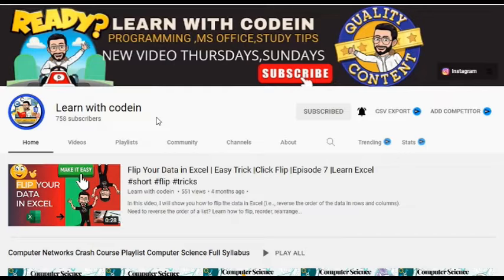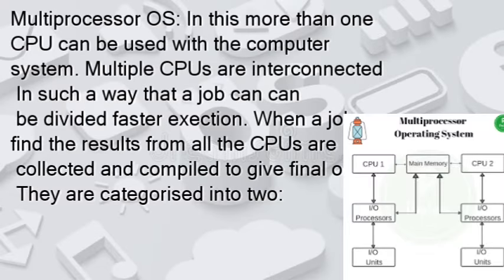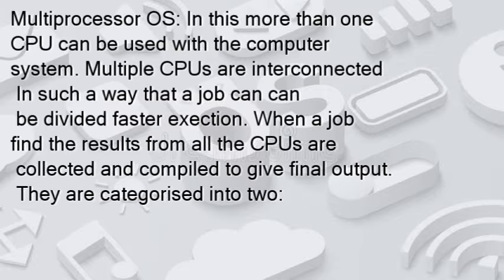Understand today's topic and let me make everything clear. So let's get started. The very first type of operating system that we are going to learn today is the multiprocessor operating system. In this type of operating system, there will be more than one CPU used with the computer system. Means multiple CPUs are interconnected in such a way that a job can be divided among them for faster execution. Now in this case, there will be multiple CPUs, they will divide the job accordingly, and then we can perform the execution.